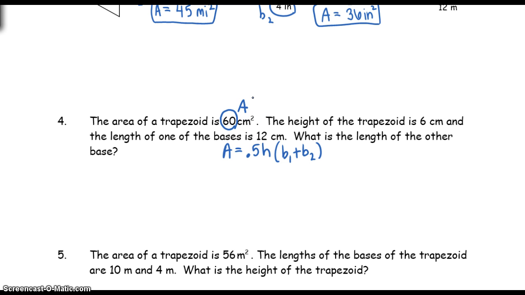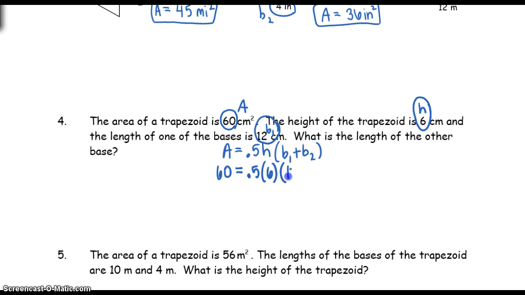The height of the trapezoid is 6. Now let's stop right there. The height is 6. What letter is that? H. So H is going to be 6. And the length of one of the bases is 12. Well, what's that going to be? Do you want to call it base 1 or do you want to call it base 2? And by the way, it doesn't matter which one you pick. Who cares, right? So I'm going to call it base 1. I like to do 1 before 2, so that's just my preference. But you can use it as base 2. It says, what is the length of the other base? So we have these bits of information. What we're going to do is we're going to substitute them in. So 60 equals 0.5. We found out that H is 6, so times 6, and then parenthesis.